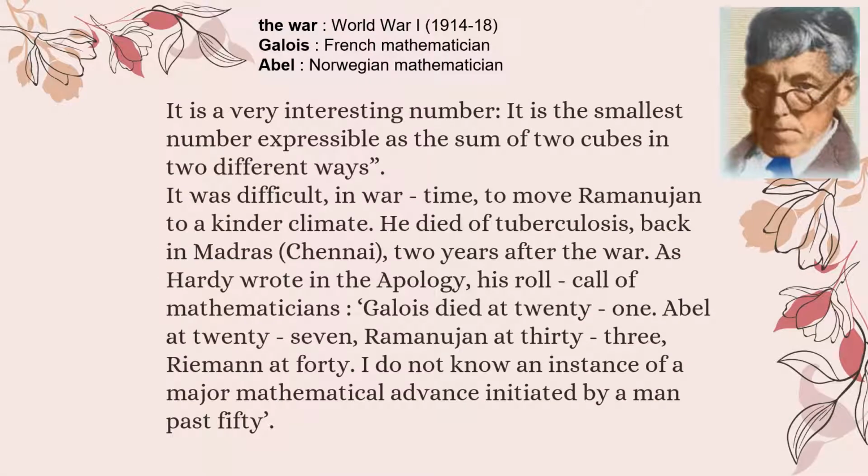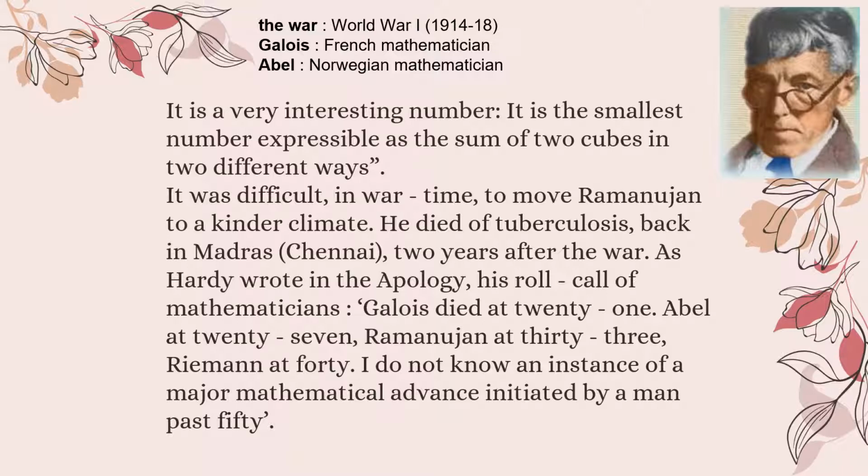"It is a very interesting number. It is the smallest number expressible as the sum of two cubes in two different ways." It was difficult in wartime to move Ramanujan to a kinder climate. He died of tuberculosis back in Madras 2 years after the war.